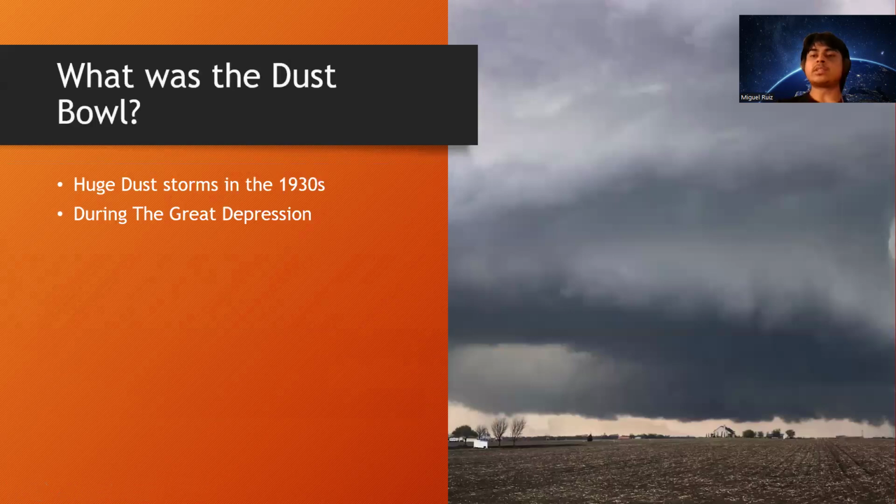Okay, what was the Dust Bowl? In the 1930s, America faced a huge environmental disaster called the Dust Bowl. The Dust Bowl was pretty much these huge dust storms that affected many of the Great Plains in America. And with the Great Depression getting caught in the middle of it, it was really, really horrible.